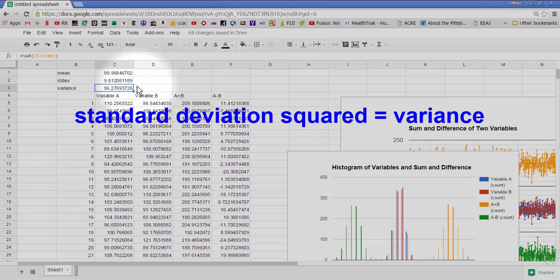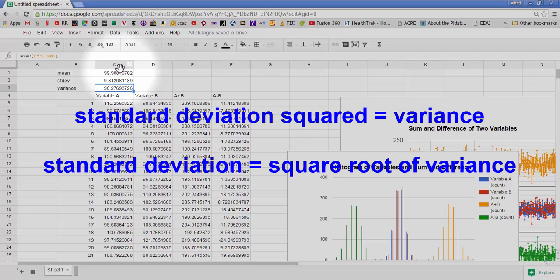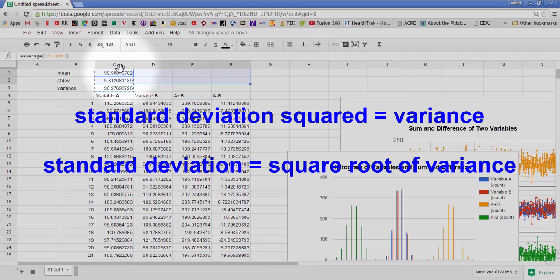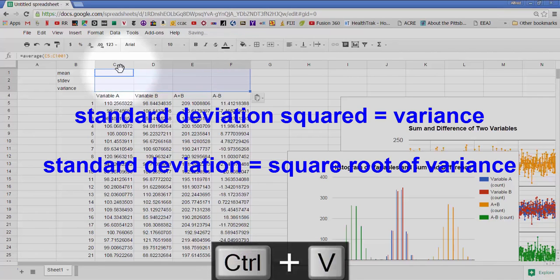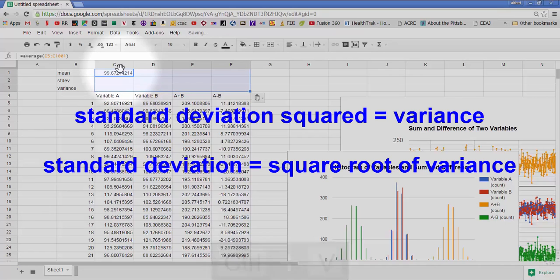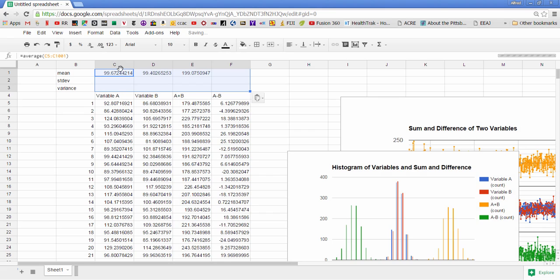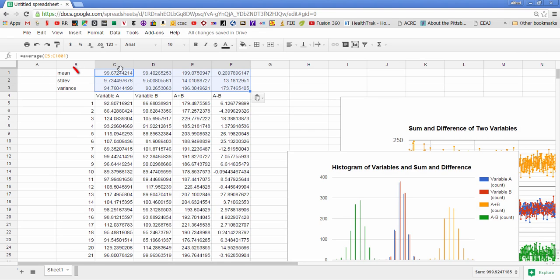Some of you may know that variance is the square of the standard deviation, which is equivalent to saying that the standard deviation is really the square root of the variance. I'm hoping that you're all comfortable with square roots. So I've written formulas for the average, the standard deviation, and the variance, and now I've copied and pasted them across the top 3 rows of the spreadsheet.